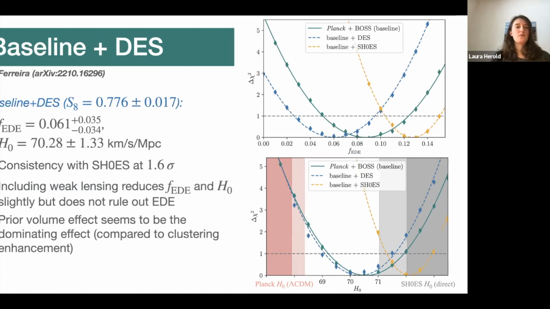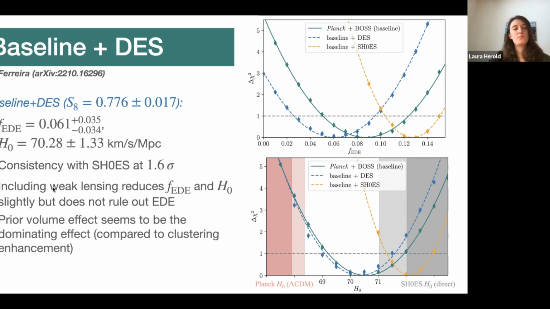Okay, so in order to probe this worsening of the S8 tension, we combine our baseline result with the Dark Energy Survey result compressed in a Gaussian likelihood on S8. And we find, as expected, that the preference for early dark energy decreases to about 6%. And also H0 decreases slightly, but is still consistent with SH0ES at 1.6 sigma. So this is the blue dashed line here. So we find that including lensing reduces fEDE and H0 slightly, but that does not rule out early dark energy.